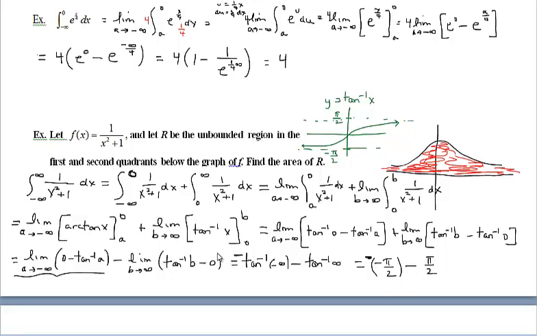Now I see that this should have been a plus. I don't know if it was a plus and the pen just took away my plus, or if that was me, but I'm adding these two limits here. This is an addition sign too. Finally, the opposite of negative pi over 2 plus pi over 2 results in a whole pi, and that is our answer. So we would say that this improper integral actually converges, and the area is pi.